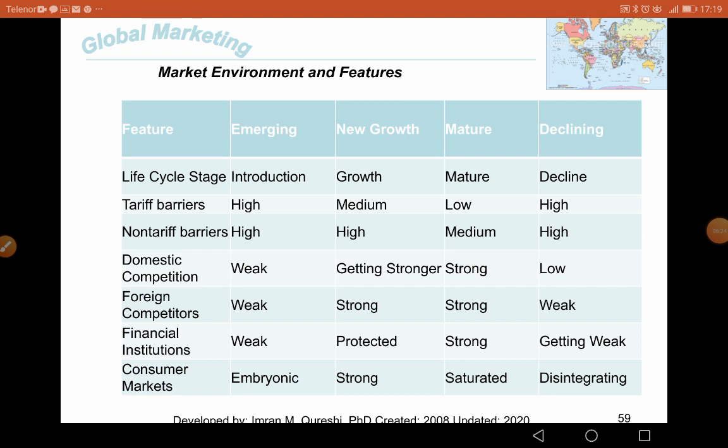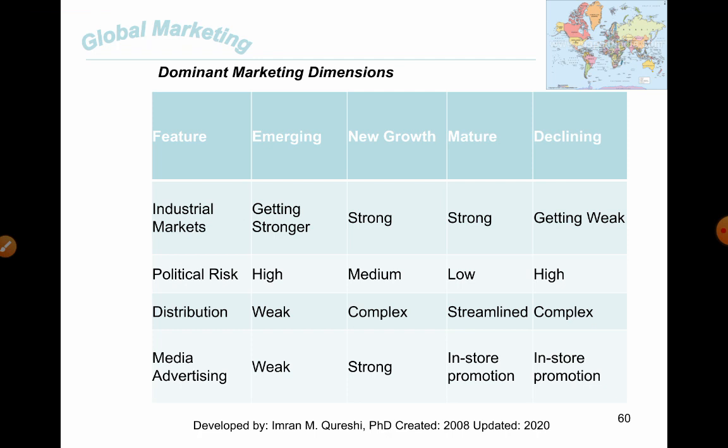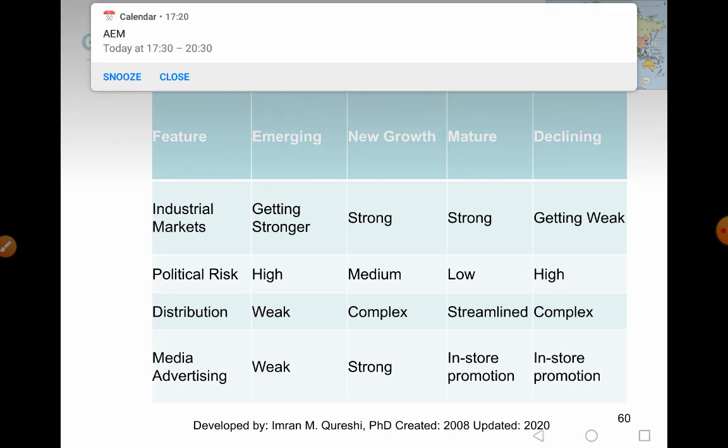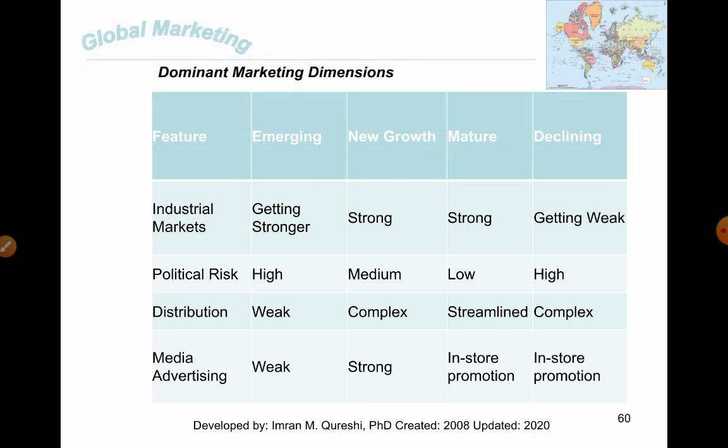Okay, so in declining situations, the consumer markets are declining or disintegrating. Next, if you look at newer features in the next slide, we have industrial markets. Industrial markets, in emerging markets, are getting stronger. In new growth, they're strong. In mature markets, they're strong. And in declining, they'll obviously be getting weak because of the issue of demand collapses.